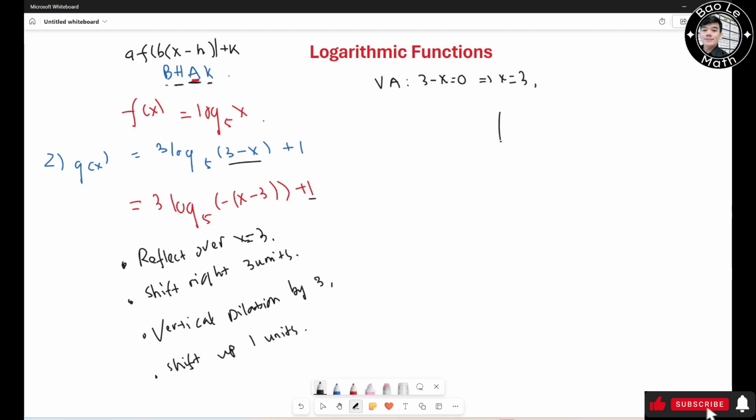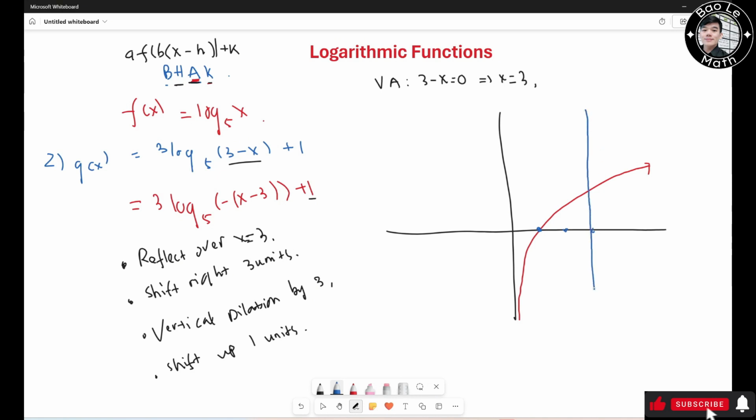Alright, so now we're gonna graph this one. So we have the original function is going to be like this. The vertical asymptote is going to be 3. So this is 1, 2, and 3. 3 right here. Alright, so we draw a vertical asymptote. Alright, now we just get the new one. So the new one should be something like this.